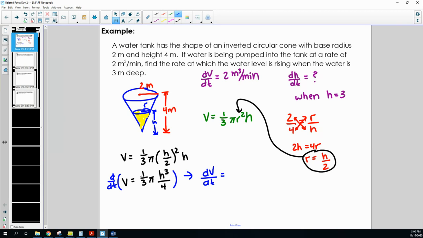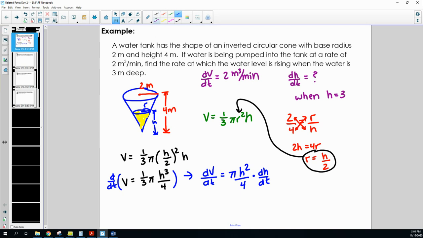I'm just going to leave it as the 1/3 because when I multiply the 3 using the power rule, 3 times 1/3 is going to cancel out. So I'm just going to have pi h squared over 4. And then times the derivative of h, because if you think about this, the outer function is something to the third, and the inner function is that h. So the derivative of h would be dh/dt.